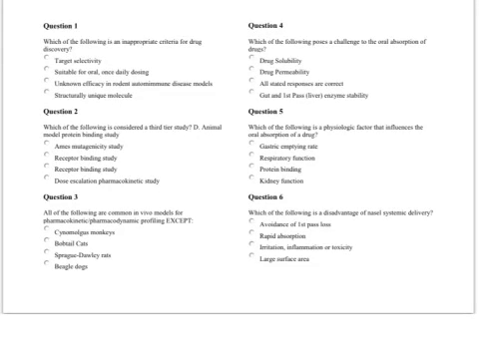Which of the following is an inappropriate criteria for drug discovery? So this is the drug discovery stage, so you've got to really understand what they're asking for at that particular point. We do target selectivity. We definitely need to find out what the drug is going to target in the body. So that is a must. Suitable for oral, once daily dosing.